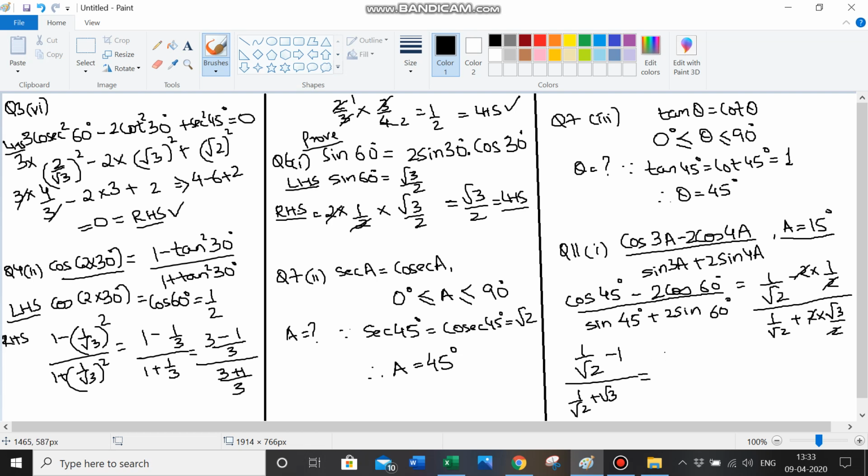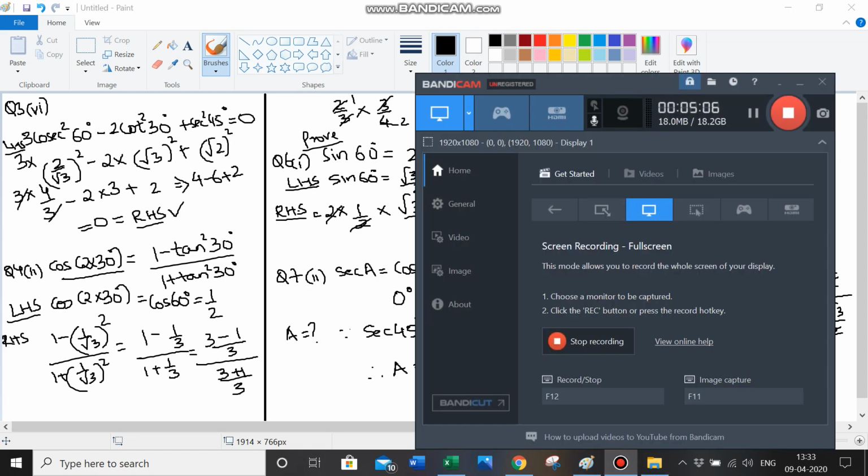Let's take LCM. So this is 1 minus root 2 upon root 2, and I am taking this on the other side already. This is root 2 was the LCM. This will be 1 plus root 3. No, not root 3. This will be 1 plus root 3 into root 2, which will be root 6. So root 2 and root 2 gets cancelled, and I am left with 1 minus root 2 upon 1 plus root 6. Let me pause this for a minute and then I'll come back.